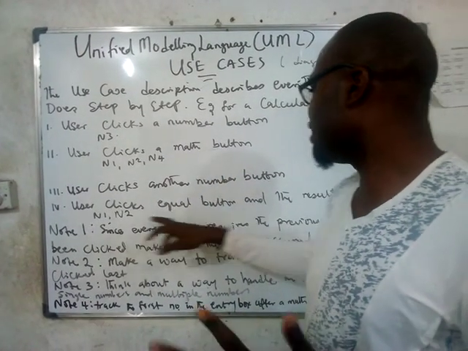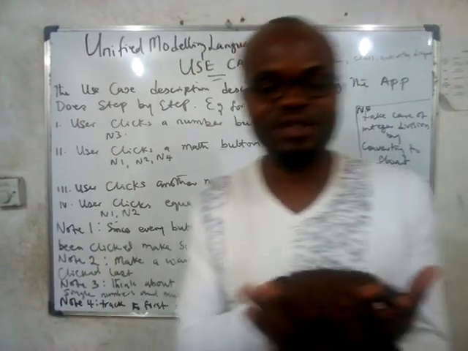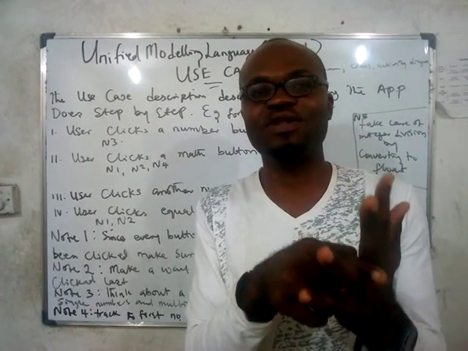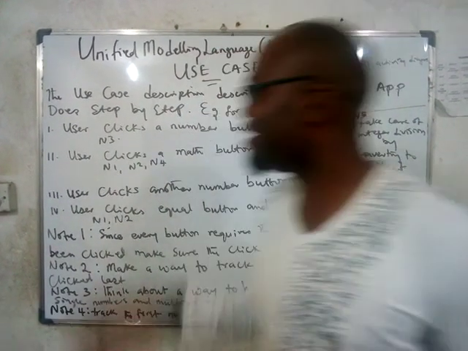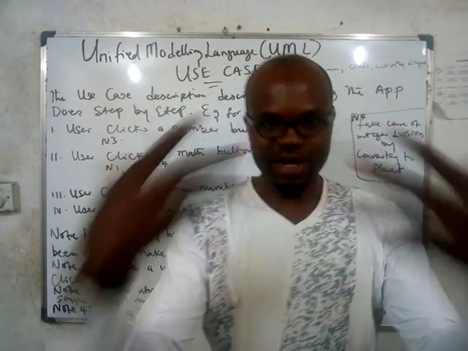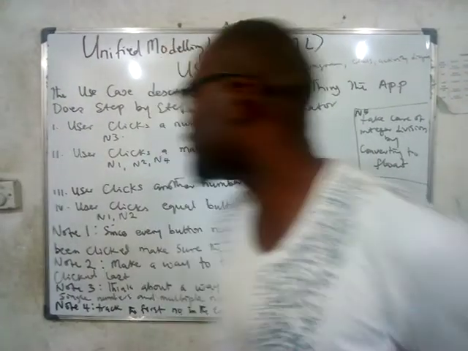Now the user clicks the equal to button and the result shows. So after clicking the first number button, you click a math button, click another number button, then you click equal to give you the answer. So that is a use case. Use case simply means what a user is required to do whenever he is looking at your software in order to use that software.